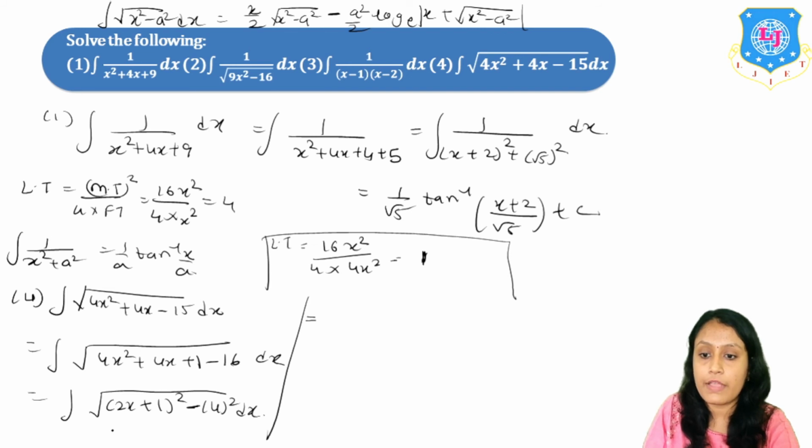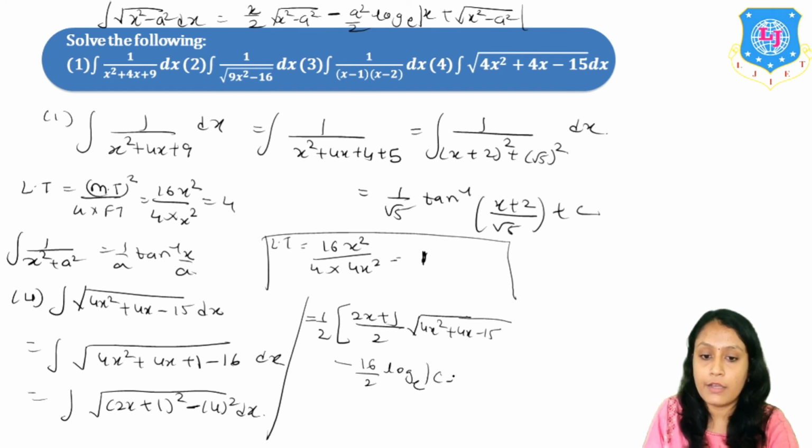So in place of x we have 2x plus 1, but now the coefficient of x is 2, so we have to divide by 2, so we'll write 1 upon 2 outside. Now write in place of x, 2x plus 1 upon 2, this under root as it is, that is 4x square plus 4x minus 15. Minus a square means 16 upon 2. Log mod, in place of x we write 2x plus 1 plus under root as it is, that is 4x square plus 4x minus 15, plus c. So this is the final answer.